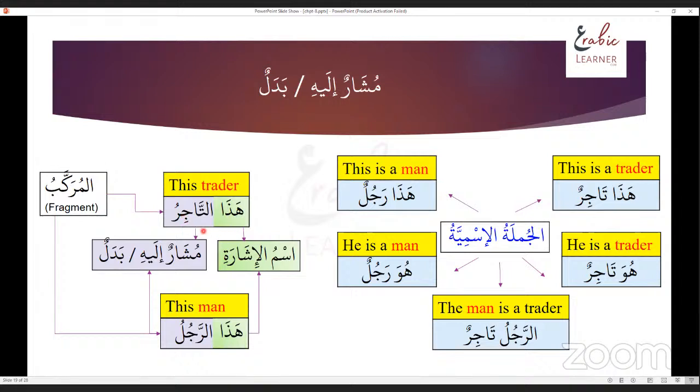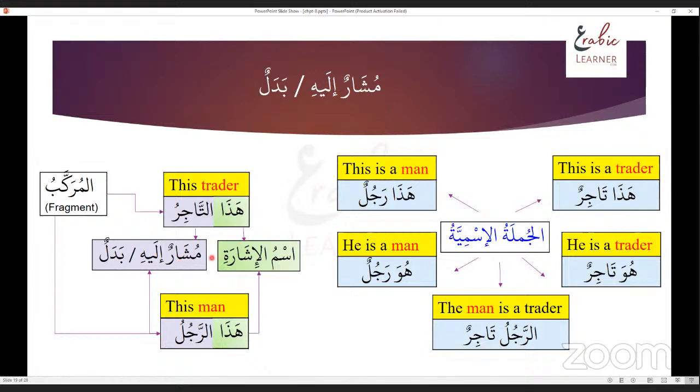Or you can say badal. Badal means a kind of substitute. I'm talking about hada, meaning this, but what is the substitute of this? Trader is the substitute. So I'm writing at-tajiru for that. So it's a substitute for hada, or you can say musharun ilayh. Got it or not? So this is ismul ishara and this is musharun ilayh.